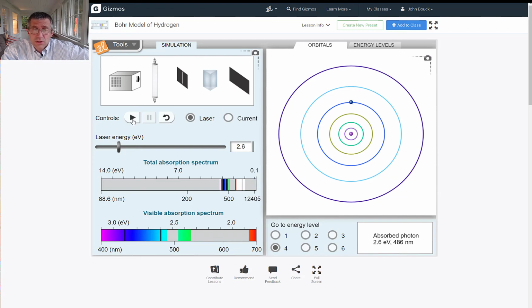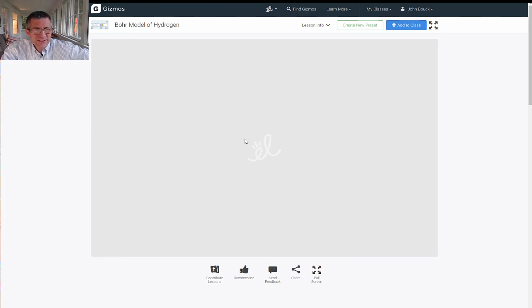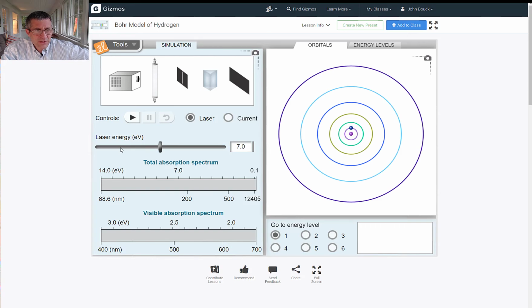So I'm going to shoot some light into it. You see this photon of light coming into it. It's going to hit it, and what happens is it sends it out of the frame. That wasn't it. I forgot to reset this. So let me go to 2.6, 6, and I'll go to the second energy level. Okay, let's try this again.